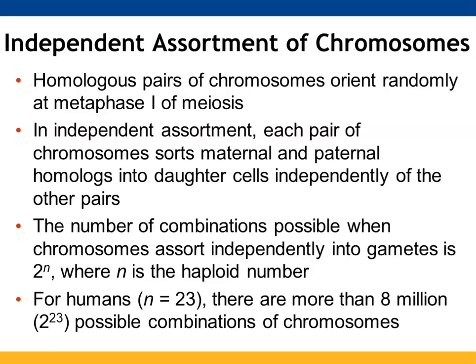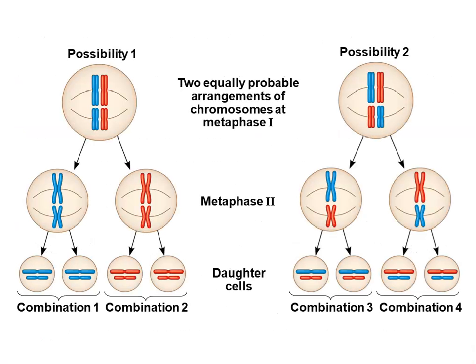So speaking of independent assortment, again, the homologs are going to orient randomly. So the mother's chromosomes and the father's chromosomes are going to separate independently. And if we look at it from a human perspective, we have 23 chromosomes. That basically provides for 2 to the 23rd possible combinations of chromosomes that could be separated into gametes. And that's over 8 million. So there's a lot of possibility for variation just due to that independent assortment.